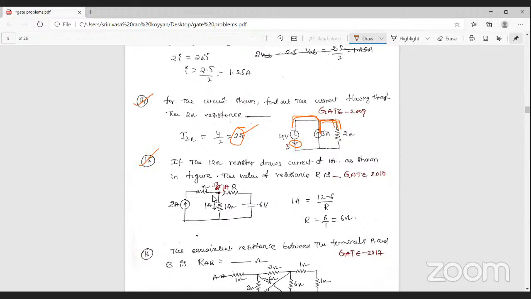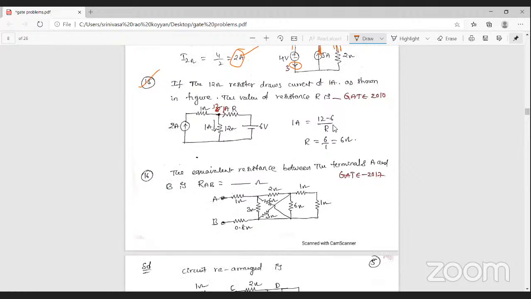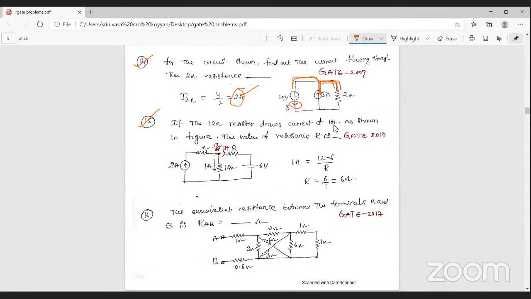The next one, problem number 15. If the 12 ohm resistance draws a current of 1 ampere, then find out the value of the resistance R. Okay. From the figure, you can observe that the 12 ohm resistance current flow is given as 1 ampere.